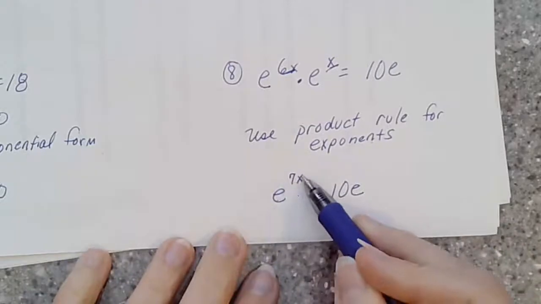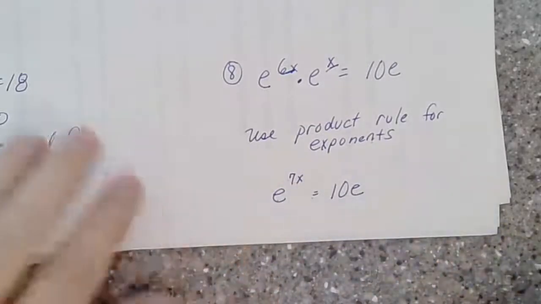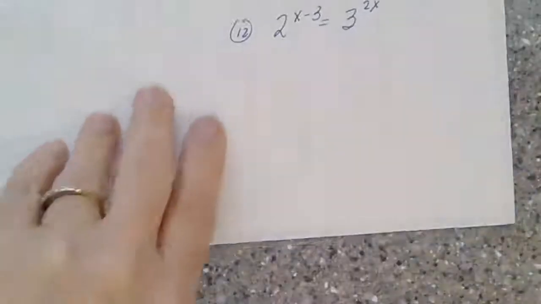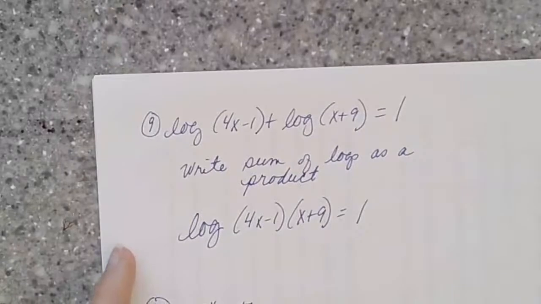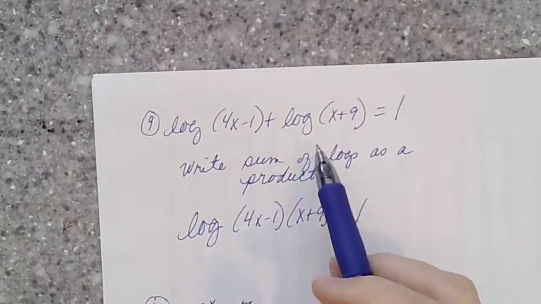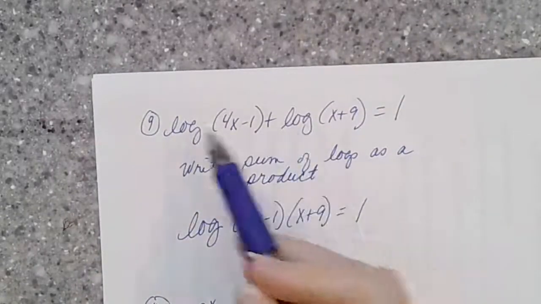All right. Another, what would you do first? What's the first step? Not necessarily solving it, but what would you do first? Here we have logs in expanded form. We have a base 10 log of this argument, plus a base 10 log, again, of an argument equals 1.